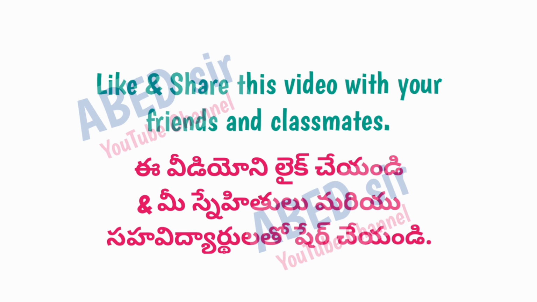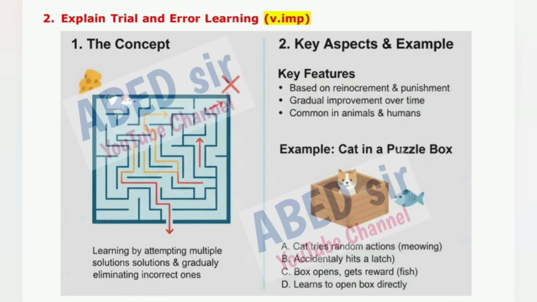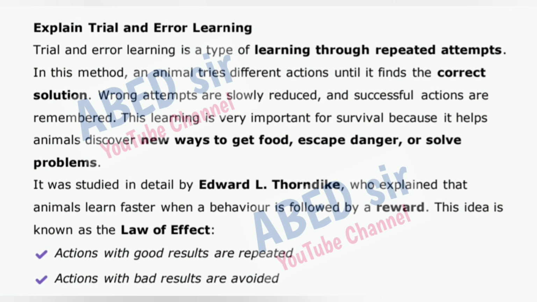Next important long question is 2. Explain trial and error learning. Trial and error learning is a type of learning through repeated attempts. In this method, an animal tries different actions until it finds the correct solution. Wrong attempts are slowly reduced, and successful actions are remembered.